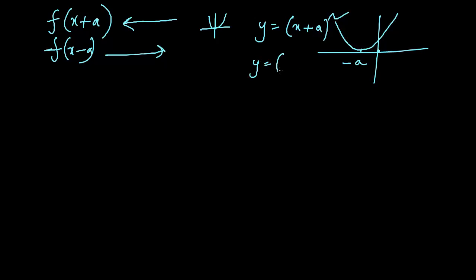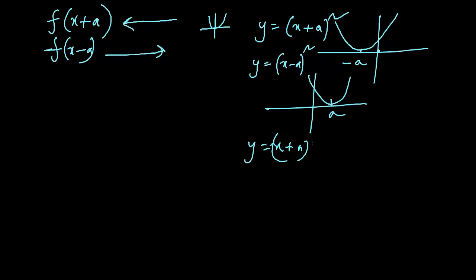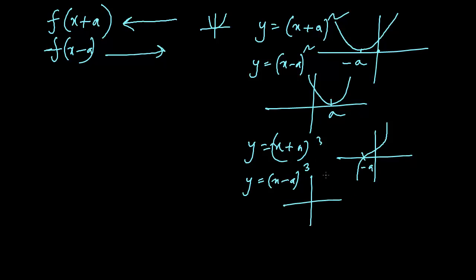When you have y equals x minus a whole squared, it moves towards the right. So the picture would look like here. It would move towards the right. When you have y equals x plus a whole cubed, then you have a slide towards the left. So now you can easily figure out. So this would be here, minus a towards the left. When you have y equals x minus a to the power 3, it would slide towards the right. So the slide would be here.